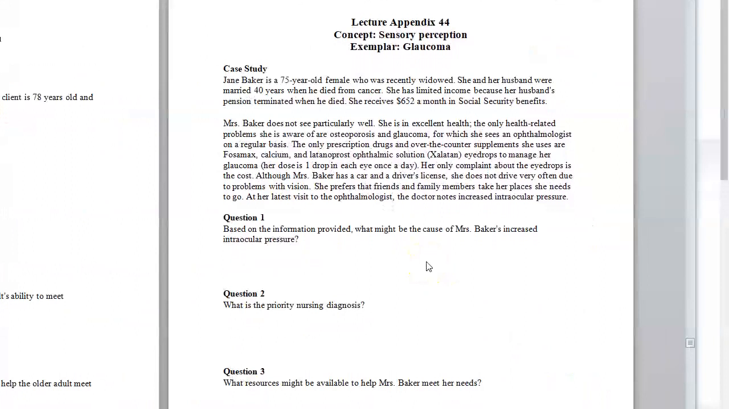We have Jane Baker, a 75-year-old female who was recently widowed. She and her husband were married 40 years when he died from cancer. She has limited income because her husband's pension terminated when he died. She receives $652 a month in Social Security benefits. Mrs. Baker does not see particularly well.